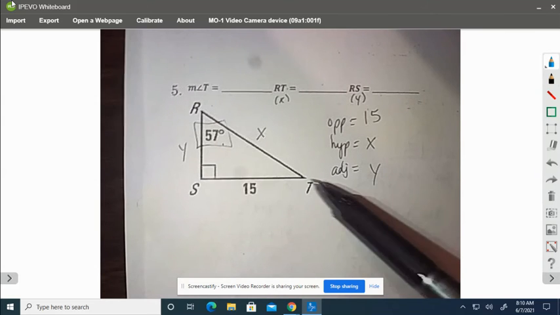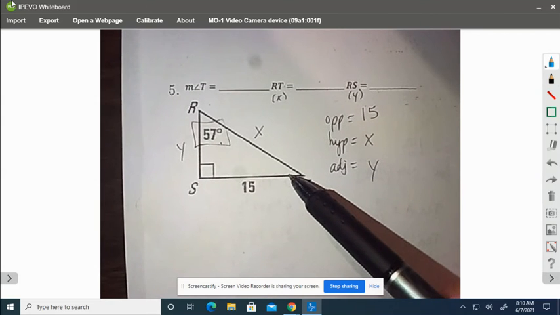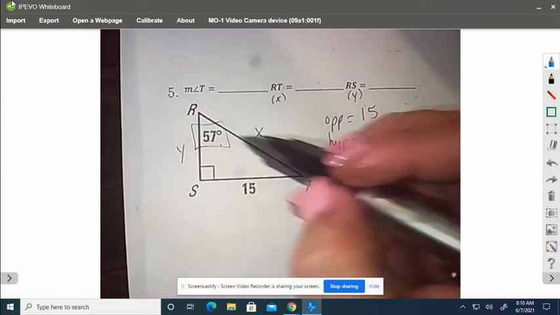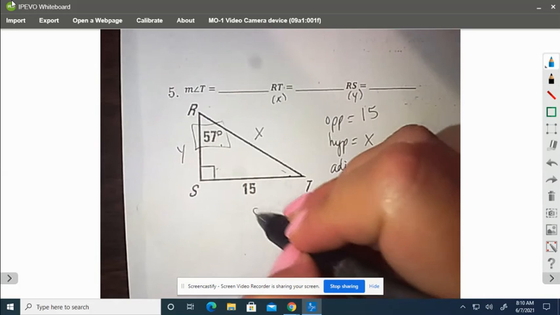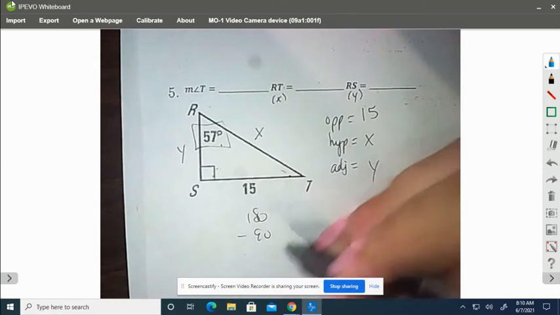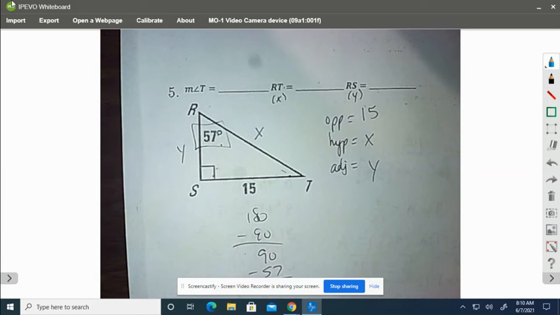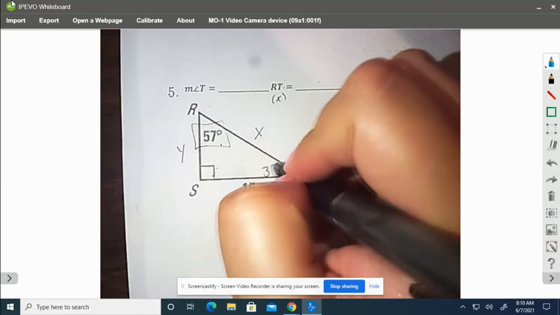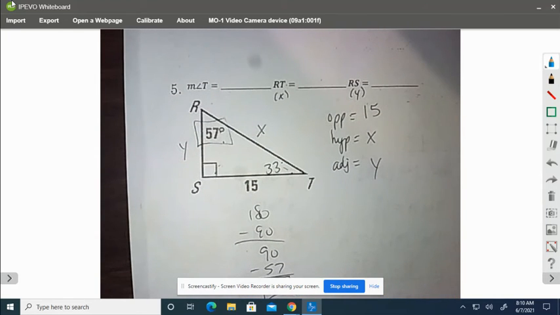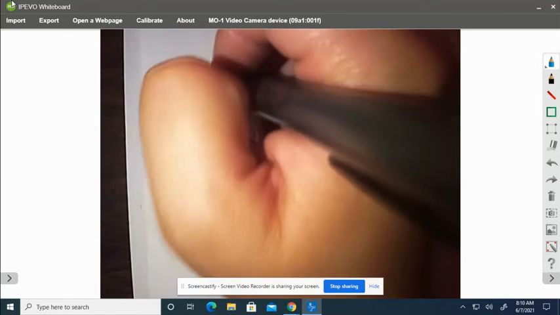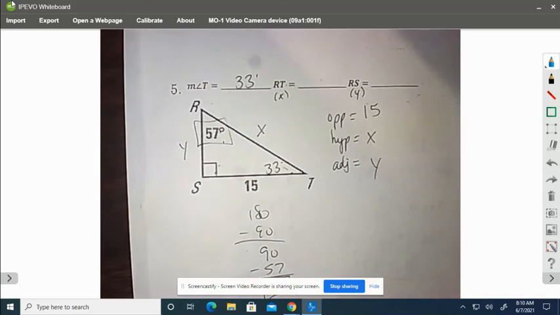Can I find this missing angle T already? Yeah, because these three angles should add to 180. So I'm going to do 180 minus 90, that right angle, that gives me 90. And then minus 57, what does that give me? 33. Okay, so that missing angle T is 33 degrees. We can already solve for that.